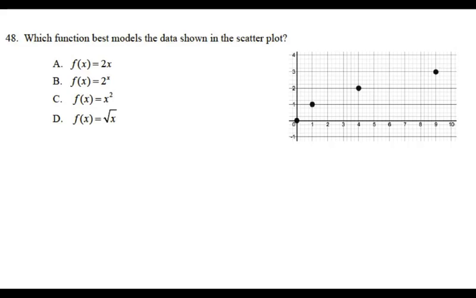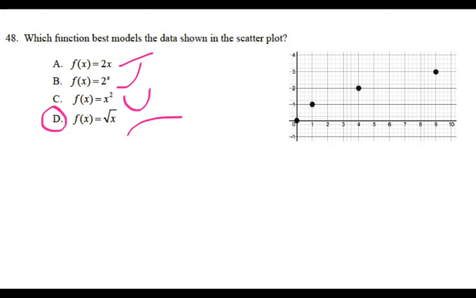Alright, which function best models the data shown in the scatter plot? So the 2x is a linear function, so that should be a line. 2 to the x is an exponential function, so that should grow very fast, like that. x squared is a parabola, so that would be a U. And the square root of x is going like that. So your answer for this is D.